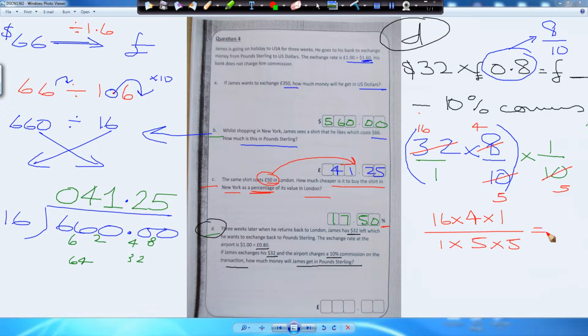What's 16 times by 4? 64. And what's 5 times by 5? 25. Okay. Now that is how much you will have to give away. That's your 10% basically. And then we can work out 64 over 25.